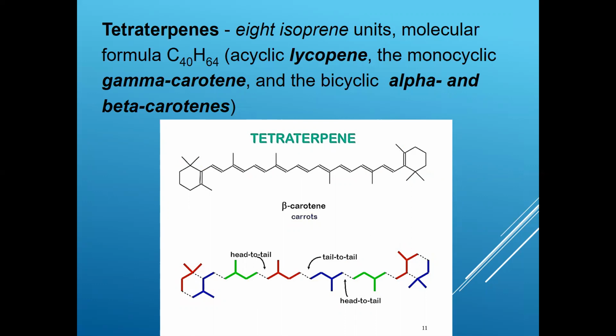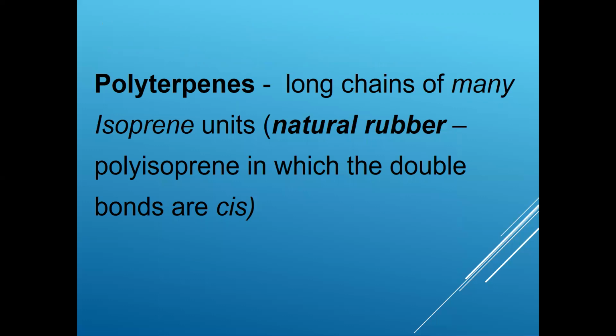Tetraterpenes: 8 isoprene units, molecular formula C40H64. Acyclic, like lycopene, the monocyclic gamma-carotene, and the bicyclic alpha- and beta-carotenes. Polyterpenes: long chains of many isoprene units, natural rubber, polyisoprene in which the double bonds are cis.